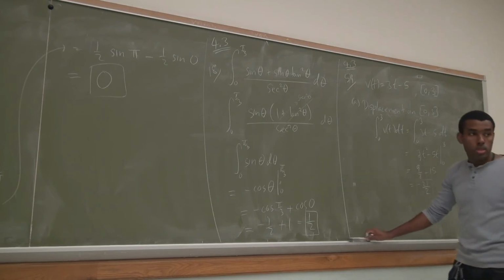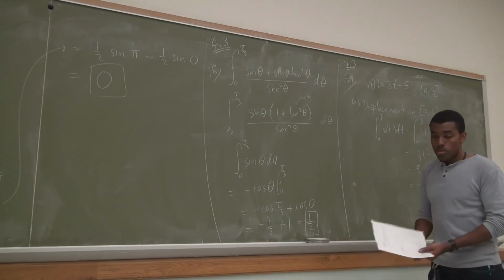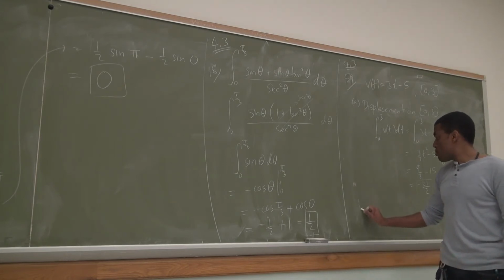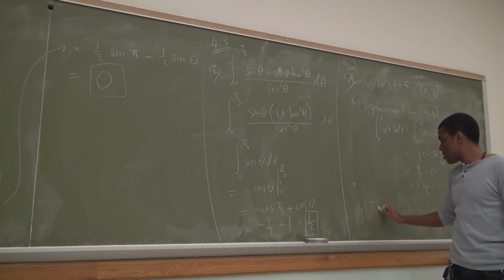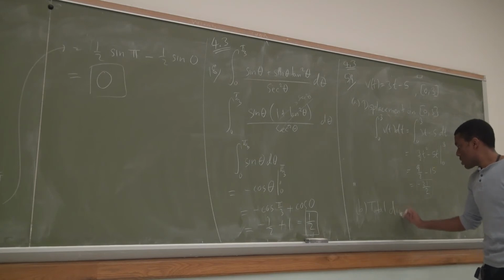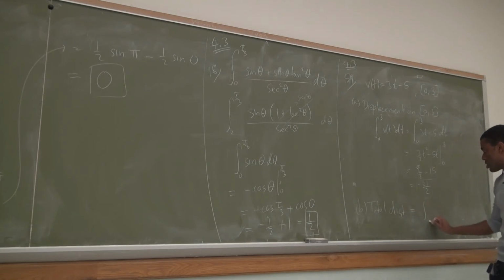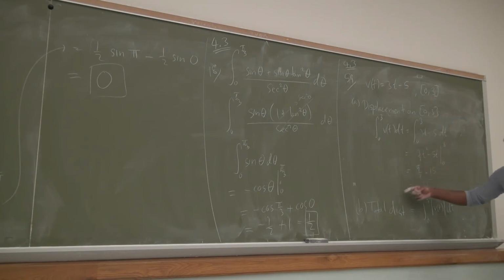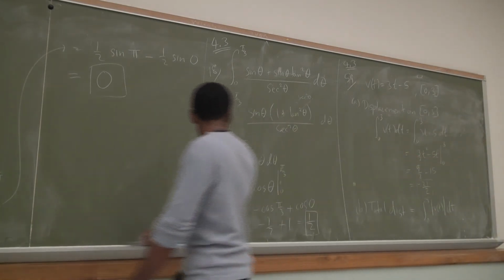Now for part B, they want you to find the total distance. So for part B, total distance is equal to the integral from 0 to 3 of the absolute value of the velocity. So where the function becomes negative is important, right? So we're going to look at that.